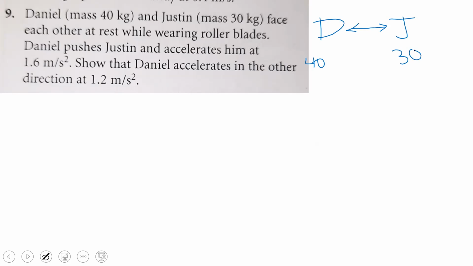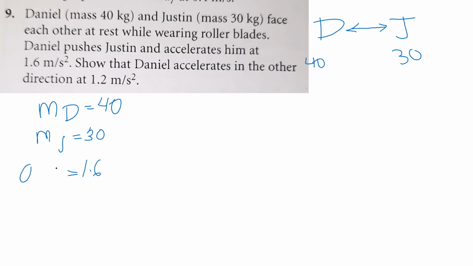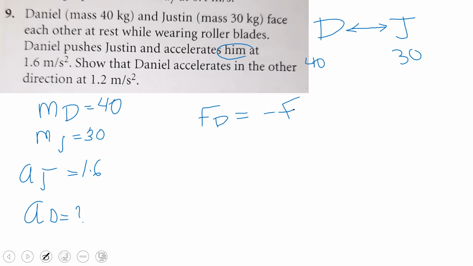So let's write the mass of Daniel is 40, the mass of Justin is 30. Now Daniel pushes Justin and accelerates him at 1.6. So the 1.6 will be the acceleration of whom? Justin, thank you, because he accelerates him. Now show that Daniel accelerates in the other direction at 1.2. So find the acceleration of Daniel. They are meeting each other, so they are connected by Newton's third law. So the force of Daniel equals negative the force of Justin.